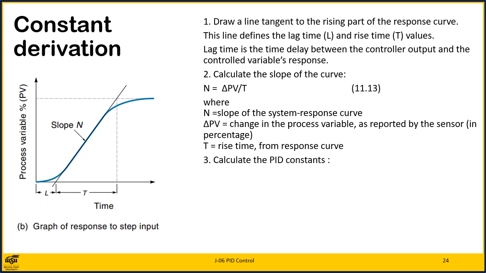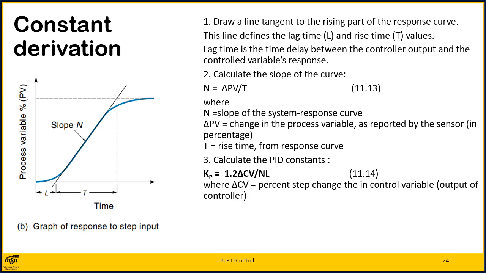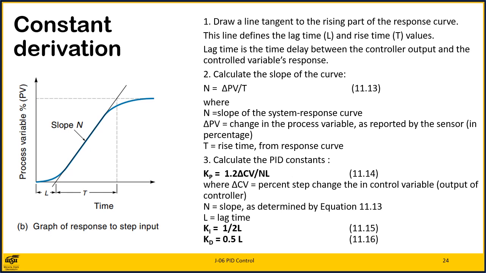Third, calculate the PID constants. Kp is equal to 1.2 times delta CV over NL, where delta CV is the percent step change in the control variable, N is the slope as determined by equation 11.13, and L is the lag time. And finally, Ki is equal to 1 over 2L, and Kd is equal to 0.5 times L.